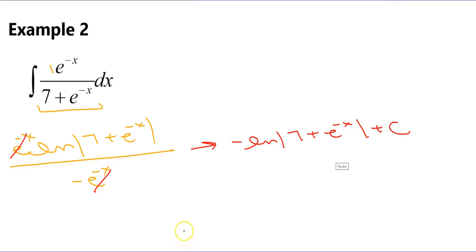And let's not forget our plus c. When in doubt, go ahead and take the derivative of what you found and see if you get back to this. I think you'll see that we do in this case.